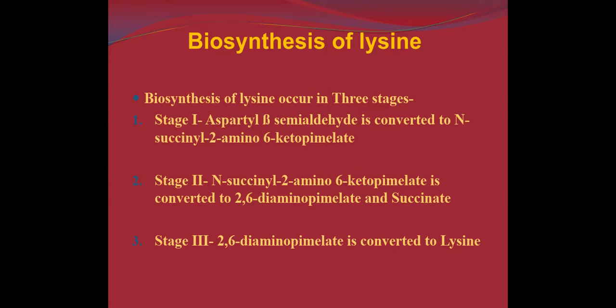Stage 1st, stage 2nd, and stage 3rd. In stage 1st, this aspartyl beta semialdehyde is converted to N-succinyl 2-amino 6-ketopimelate. In stage 2nd, N-succinyl 2-amino 6-ketopimelate is converted to 2,6-diaminopimelate and succinate. And in stage 3rd, this 2,6-diaminopimelate is converted to lysine. Now let us see the biosynthesis of lysine.